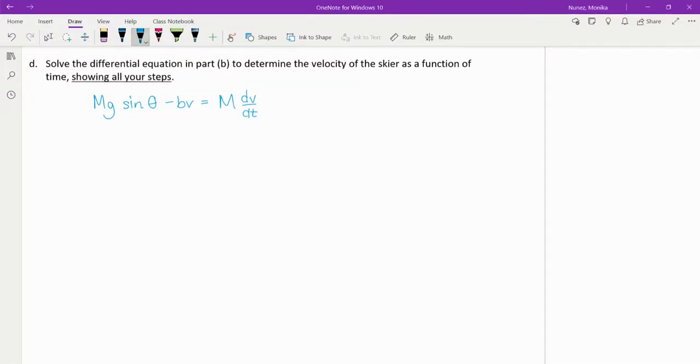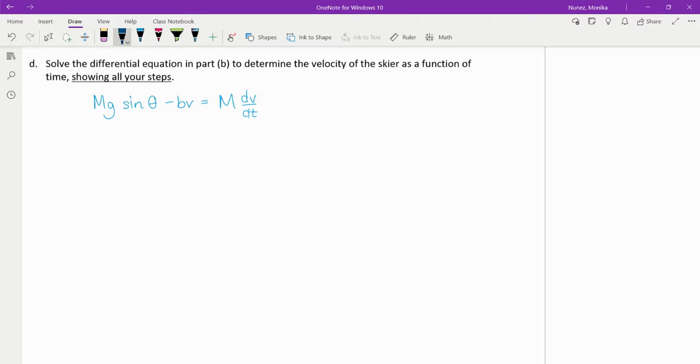So in our last video, we looked at creating this differential equation to determine the velocity of the skier as a function of time. And in part 2 of this video, we're going to learn how to solve this differential equation. So we'll start out with the differential equation that we had. And our very first step is something called separation of variables.